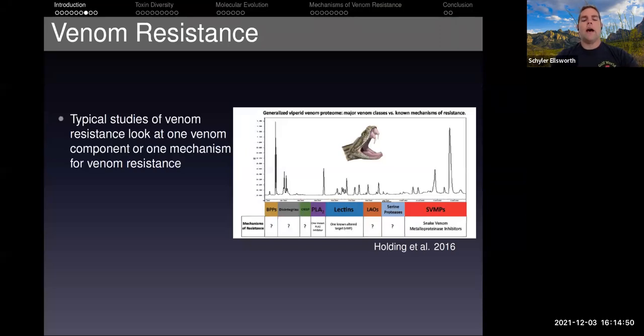And so these studies typically look at one singular venom component versus a singular mechanism for venom resistance. So again, we can see these different protein families listed here on the bottom, where we see one type of protein, which this red one here is called snake venom metalloproteases.